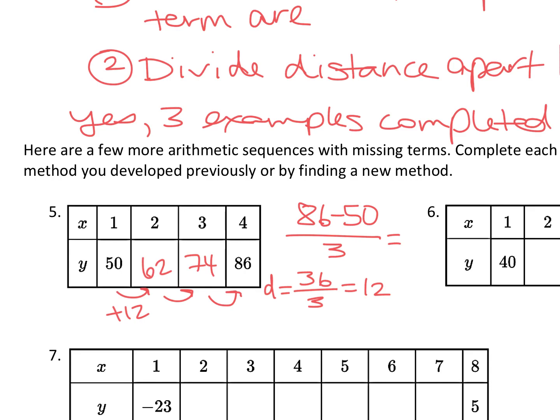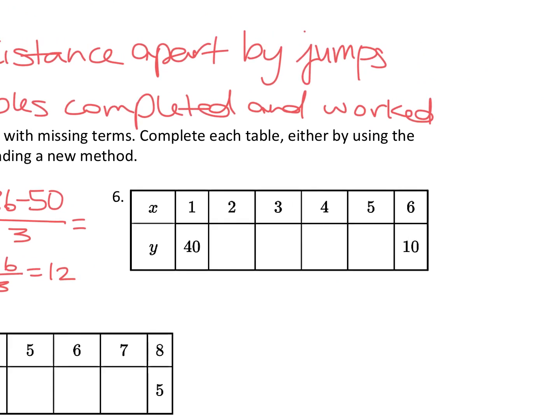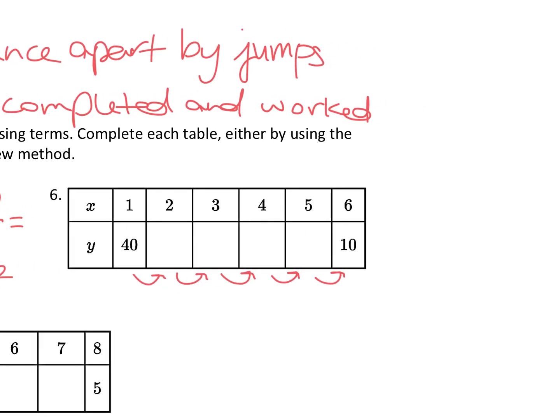Let's try number 6. In number 6, we've got 4 terms that we're trying to fill in, which means there'll be 5 jumps, right? Because there's always one more jump than terms we're finding. And I can verify that by just kind of doing my arrows. 1, 2, 3, 4, 5. Yep. And then I need to find the difference between 10 and 40. So let's subtract that. 10 minus 40 divided by the number of jumps.